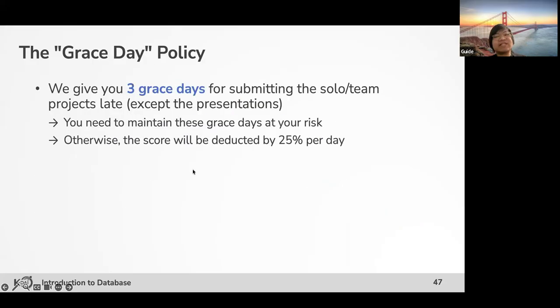Lastly, grace days. Throughout this course, we give you 3 grace days for submitting the solo and the team project flag. For the team project, all of you need to use grace days, right? If you want to submit 1 day late, all of you need to spend 1 grace day on it. You need to manage these grace days at your own risk. If your grace days run out, you will be deducted 25% per day instead.